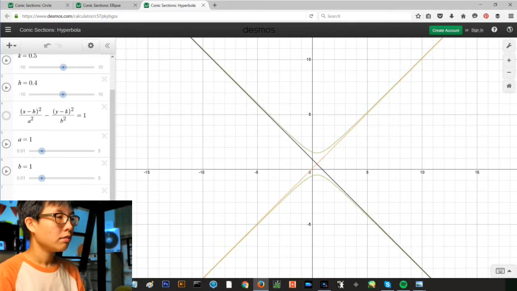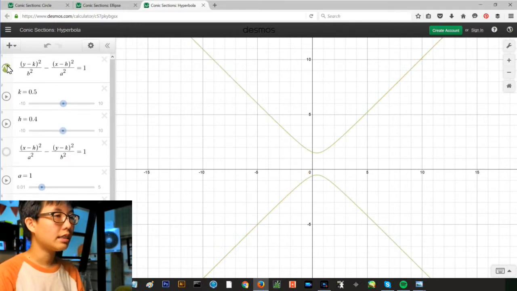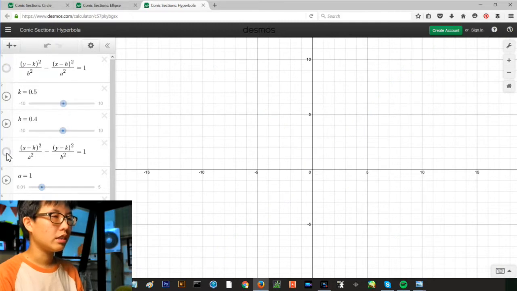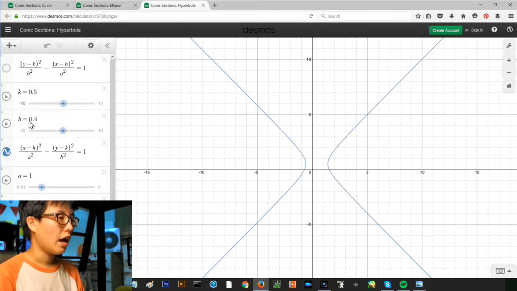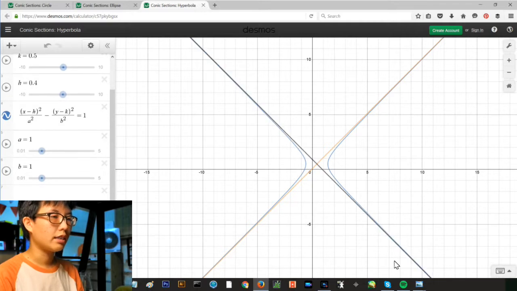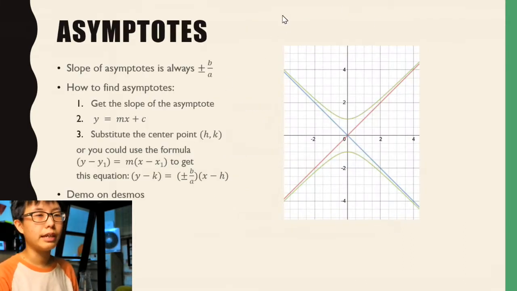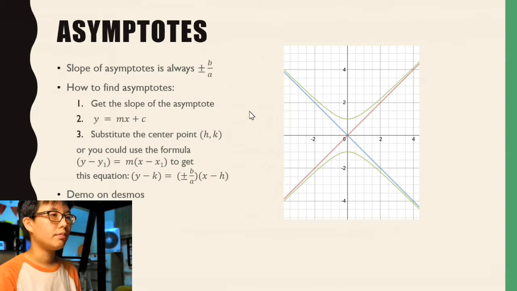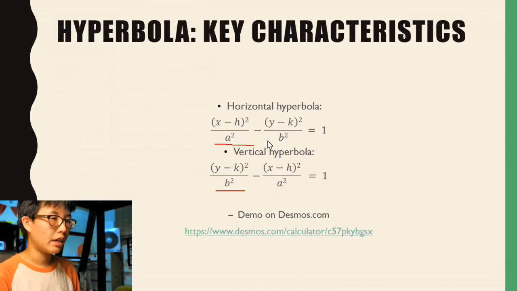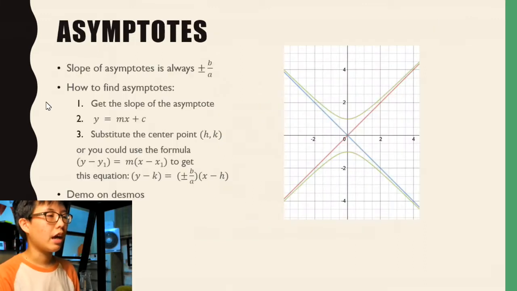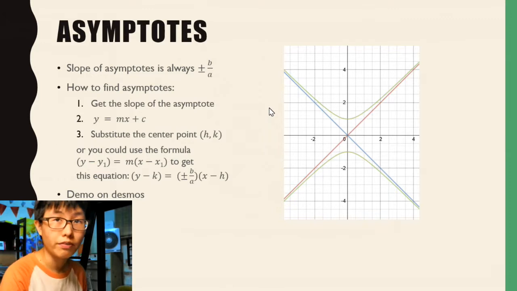These are the asymptotes. This is the vertical hyperbola, and this is the horizontal hyperbola, and these two are the asymptotes for the hyperbola, and we'll be talking about asymptotes later. So the slope of the asymptotes is always plus minus b over a. So the y part and the x part. So just follow the equation. This b is the part that's underneath the y, and a is the part that's underneath the x. So you just take b over a, and then you will have your slope of the asymptote.